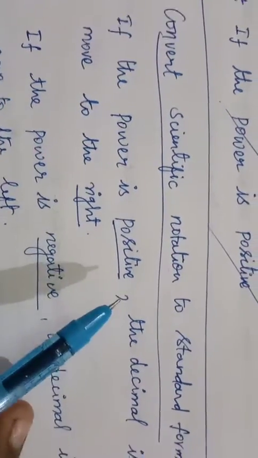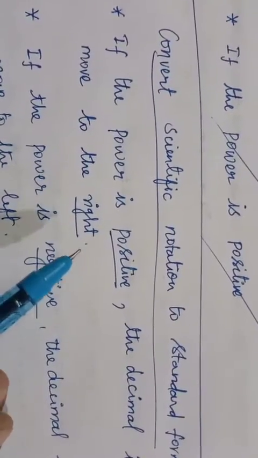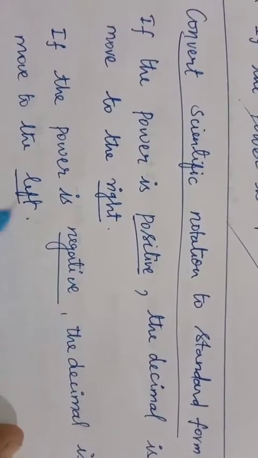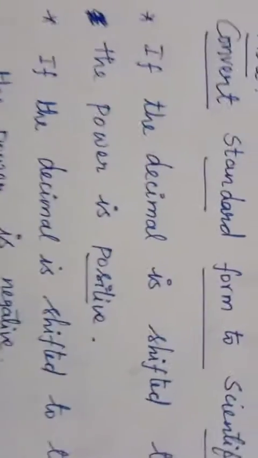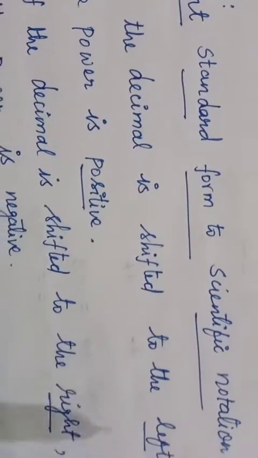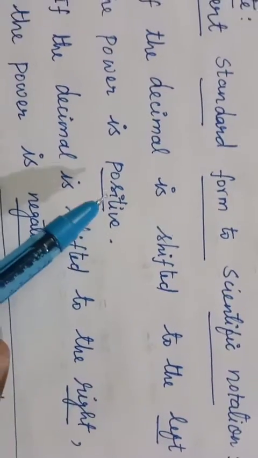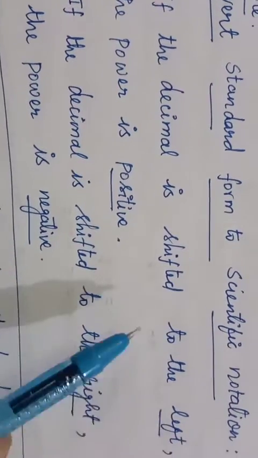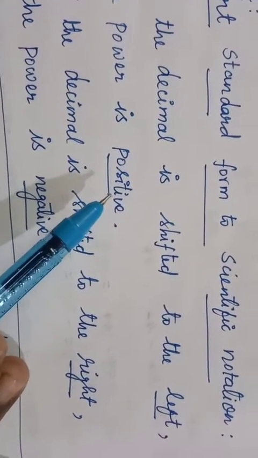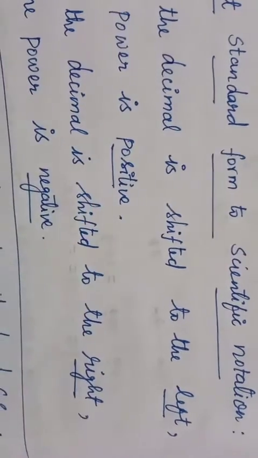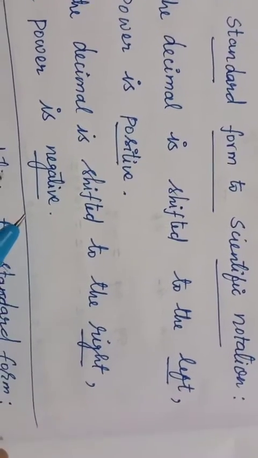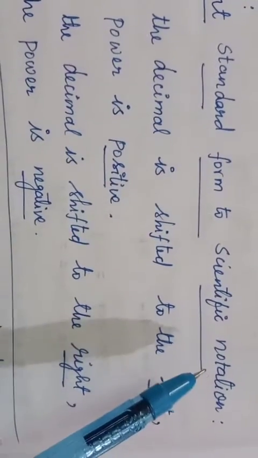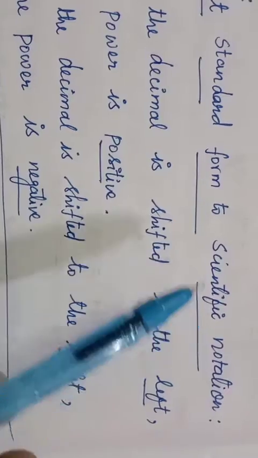If the power is positive, the decimal is moved to the right side. If the power is negative, we move to the left side. In the previous one, from standard form, it shifted left when the power was positive, and shifted right when the power was negative. The same rules, but now if it is positive, it moves to the right side, and if negative, to the left side. The process for standard form to scientific notation and scientific notation to standard form is a reverse format.